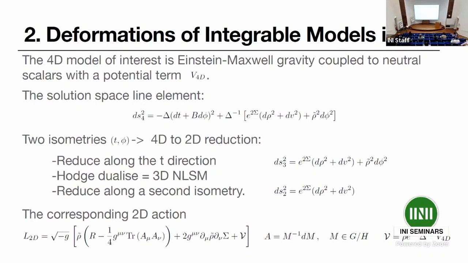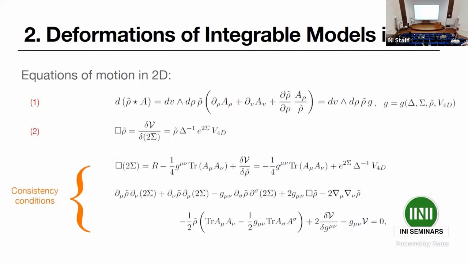Since we are considering a coset model, we can write the field A in this particular form in terms of a matrix M that is in the coset. Now we have to find the equations. You can look for the equations of motion for A, rho tilde, and sigma, and you're going to pick them up from variations of the Lagrangian that I just mentioned.